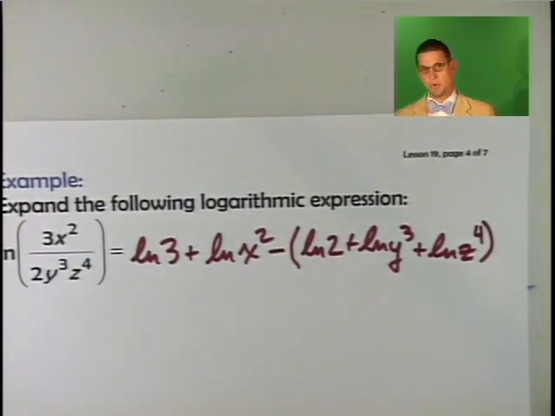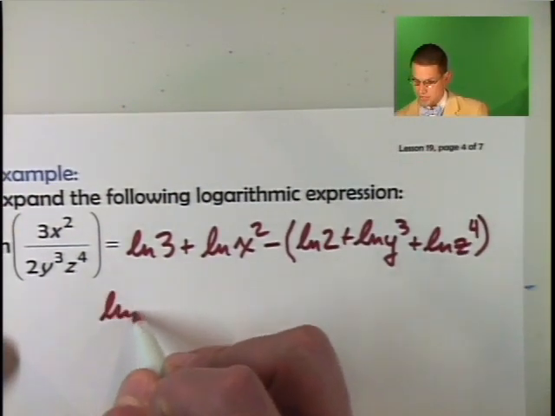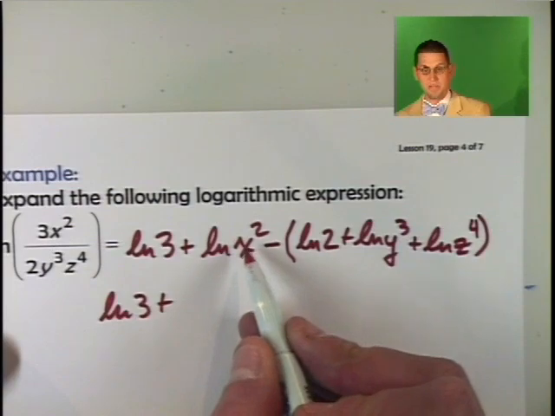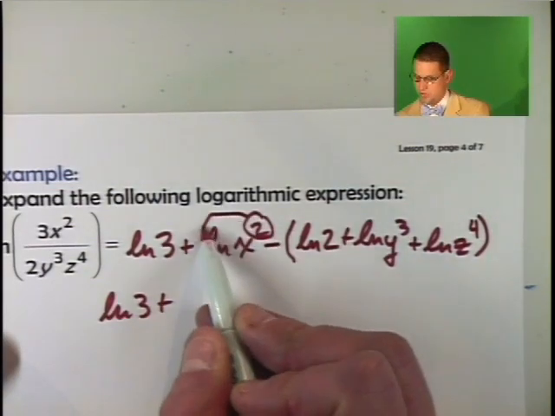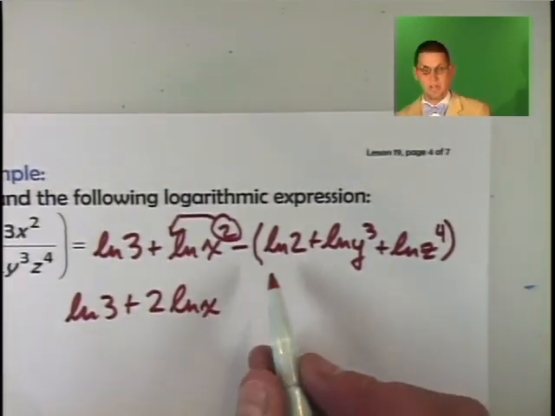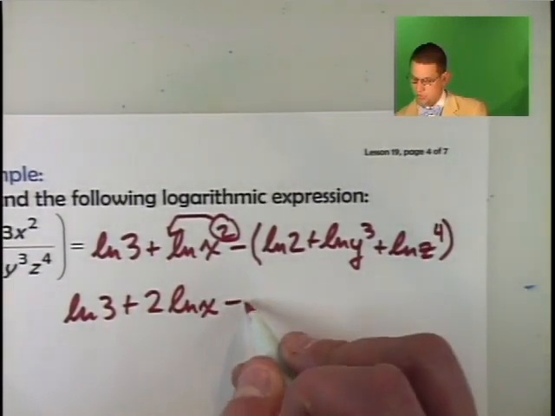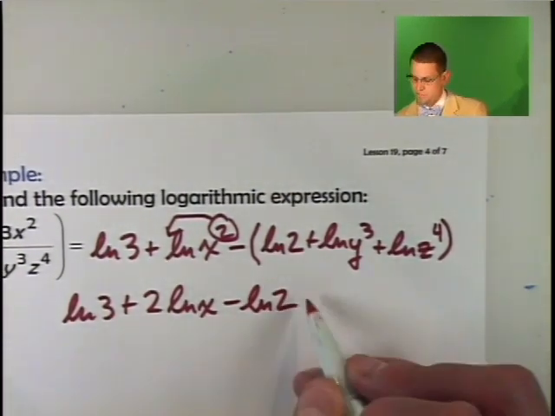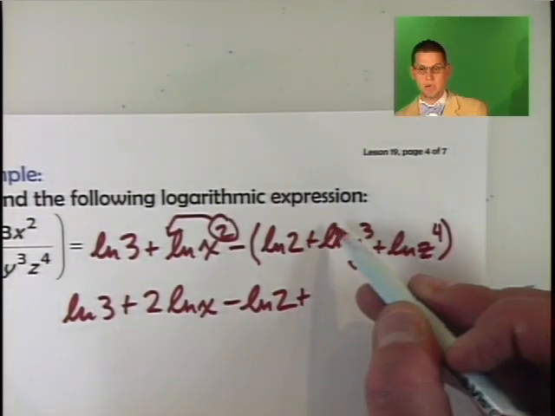Now in step 2, we'll go through and we'll use the third property. If anything has an exponent, we'll bring it out front and make it a scalar multiple, essentially a coefficient. So I have the natural log of 3, that's good, plus, now the x squared has a 2. That 2 comes out front. So it becomes 2 times the natural log of x. Now I'm going to distribute the negative all the way through. That's minus the natural log of 2, plus, I have a 3 here, it'll come out front.